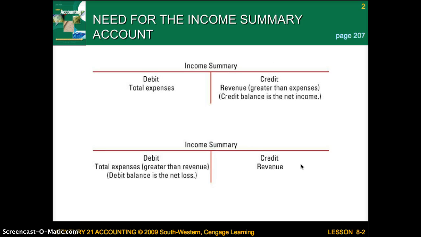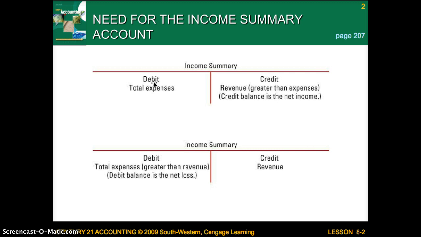So, the need for the income summary account. In our income summary, on the debit side we'll have our total expenses, and on the credit side we'll have revenue greater than expenses. Okay, credit balance is the net income. This is what we were talking about in our worksheet. Depending on which side we put down will show if we have a net income or a net loss.